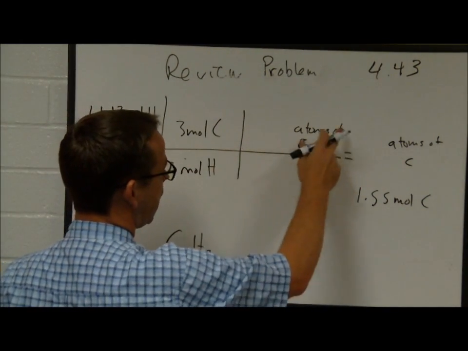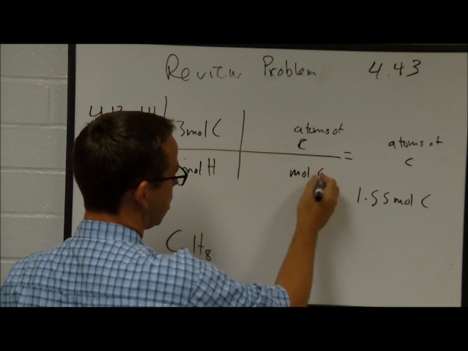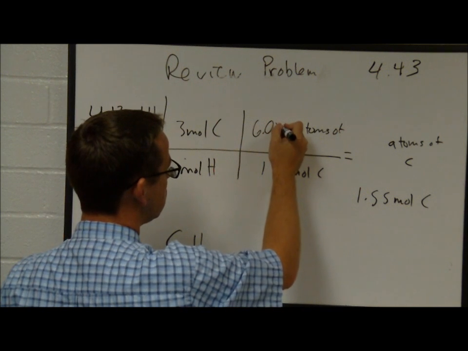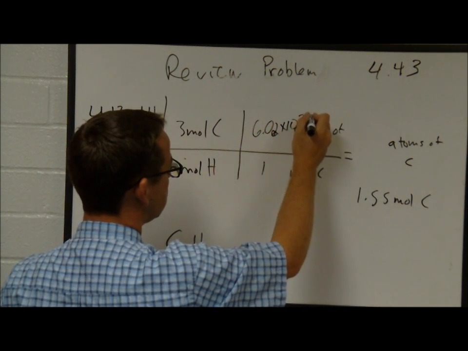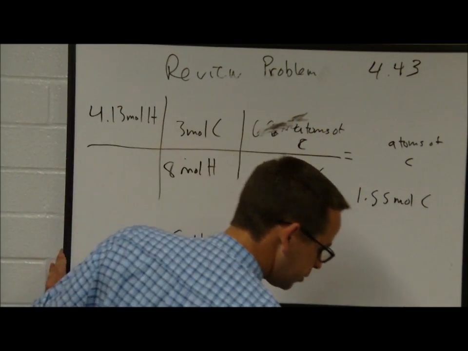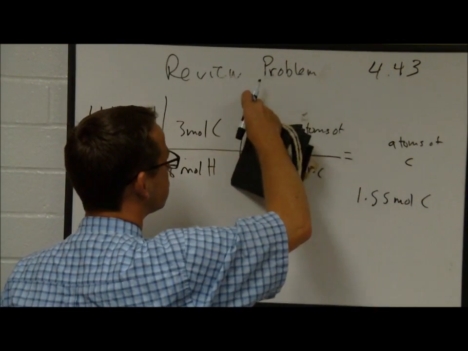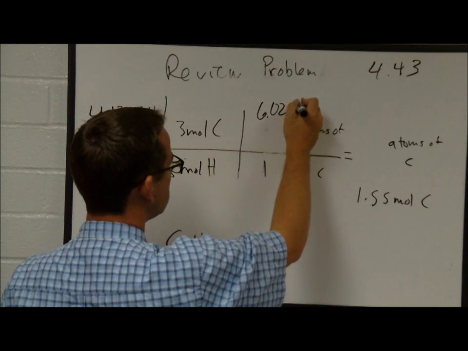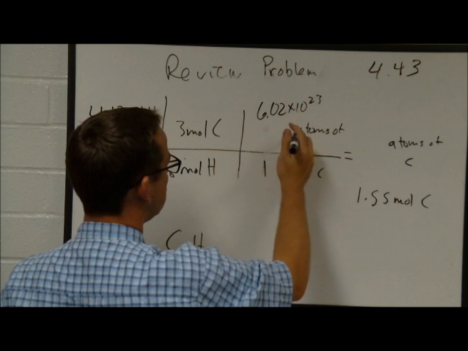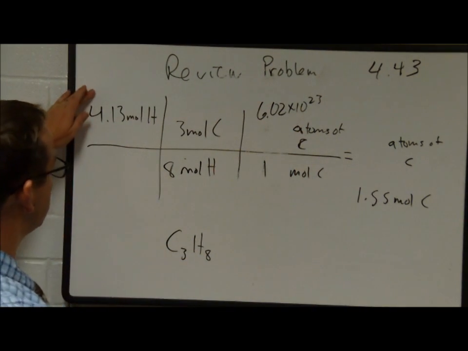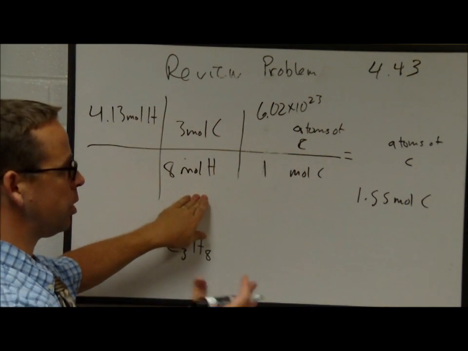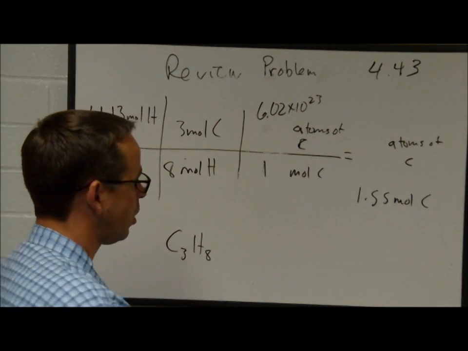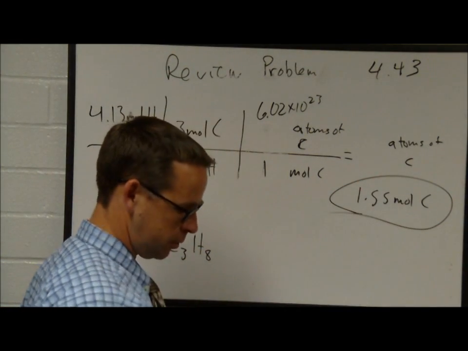But here, if we want to go to atoms of carbon, how many atoms of carbon are in a mole of carbon? Well, for every 1 mole, there's 6.022 times 10 to the 23rd. Let me rewrite that. Every 1 mole of carbon, 6.02 times 10 to the 23rd atoms of carbon. So 4.13 times 3 divided by 8, if you want to go to atoms, times 6.02 times 10 to the 23rd, because that's how many atoms there are in every mole. If you don't, then you just stop at 1.55.